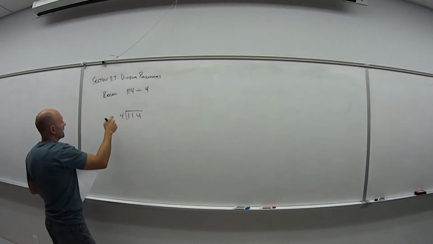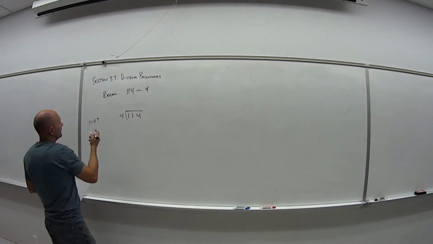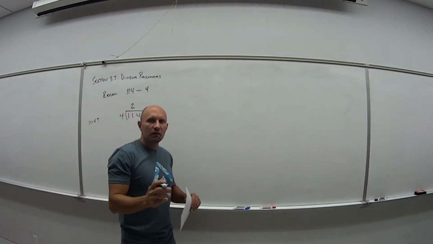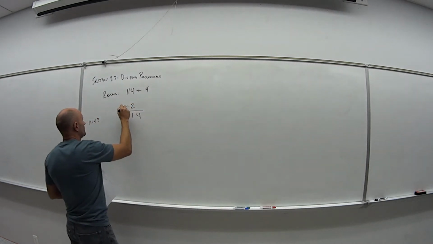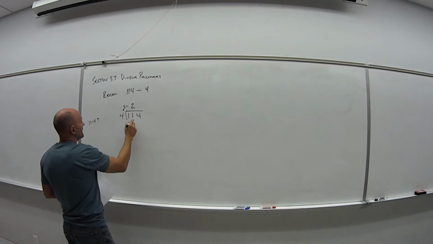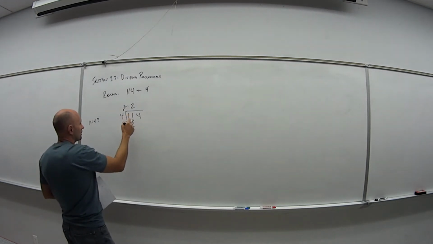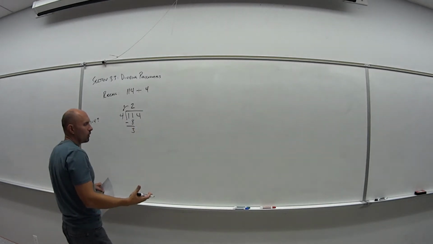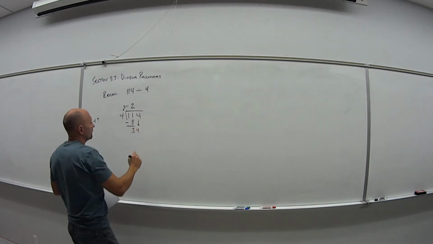So how do we figure that? We do what's 11 divided by 4. And that would be what? That would be 2. And once we have that value on top, what do we do? We multiply times the 4, that's an 8. And then what do we do? We subtract. So 11 minus 8 is 3. Now what? Now we bring the next piece down, the 4.